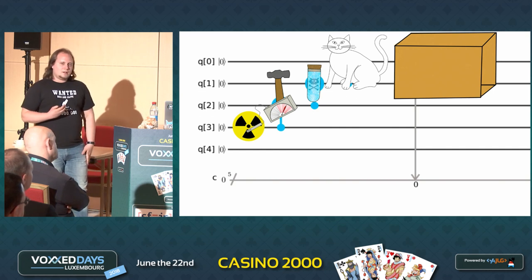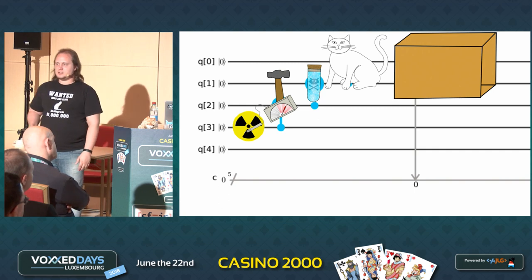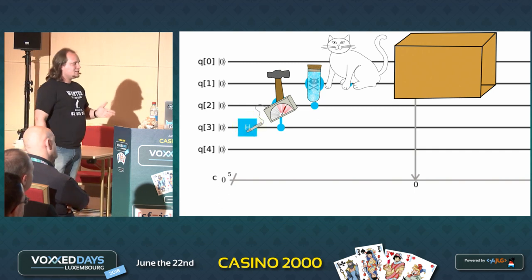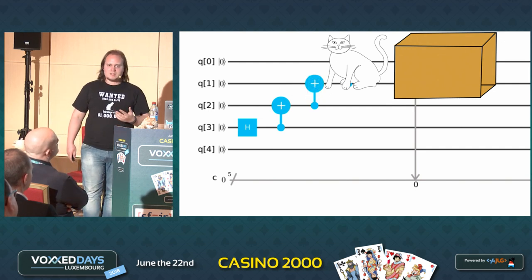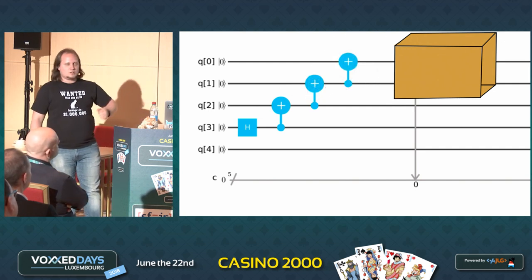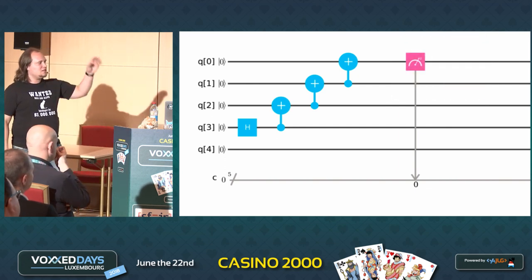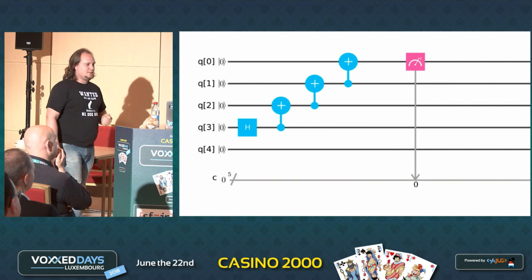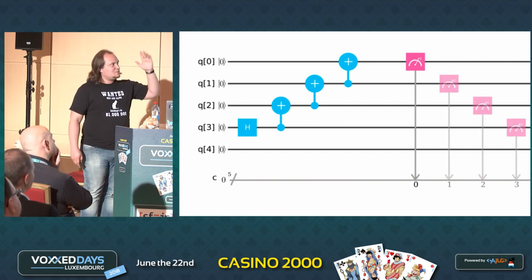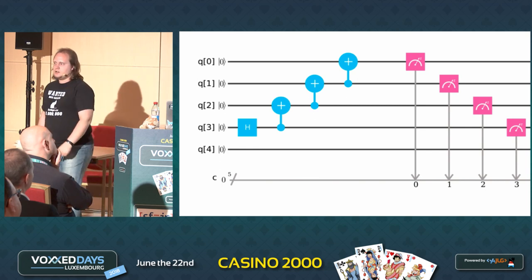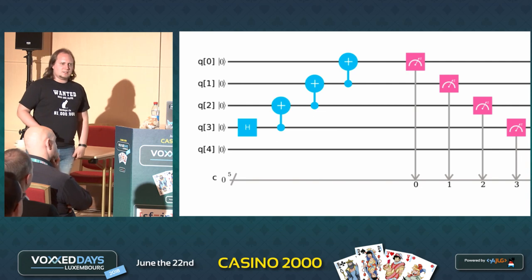And the isotope is in superposition. We already saw gates to do that. That's the Hadamard gate. And all of the other gates are basically just linked up to have the same state. So those are CNOTs. And looking into the box means using this pink gate here, the measurement gate. Actually, let's not just measure the state of the cat. Let's measure all of those qubits we've operated on, just to see what the result is.